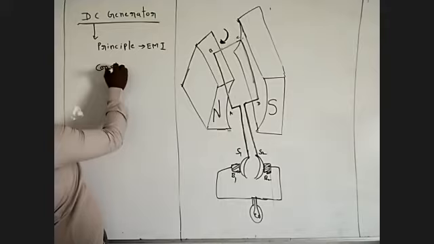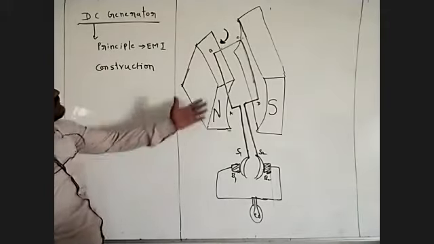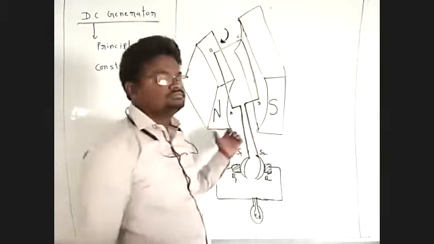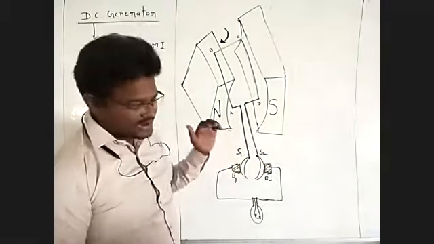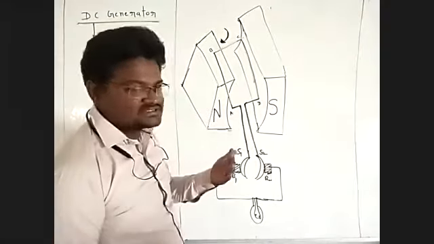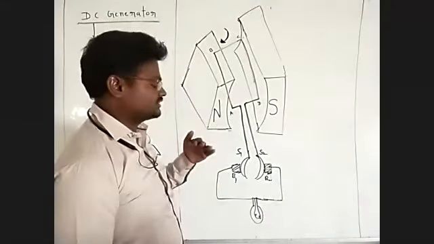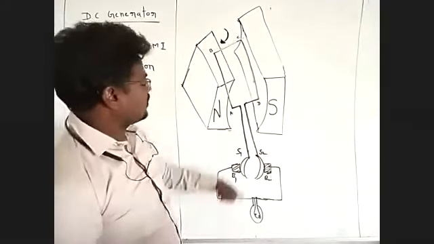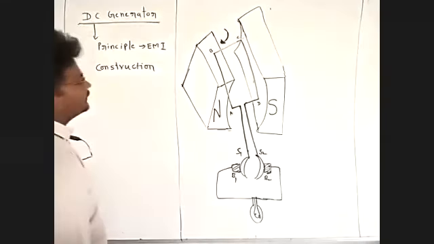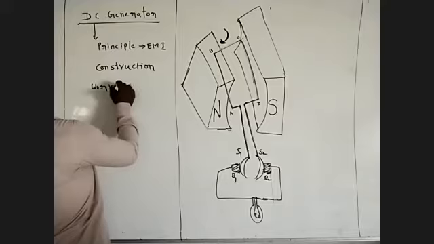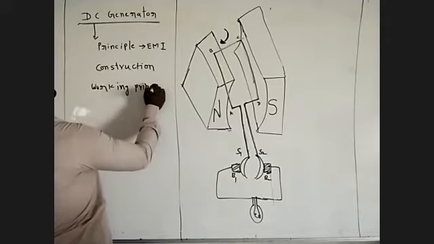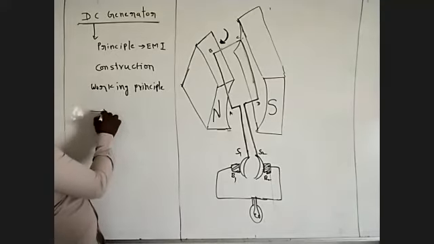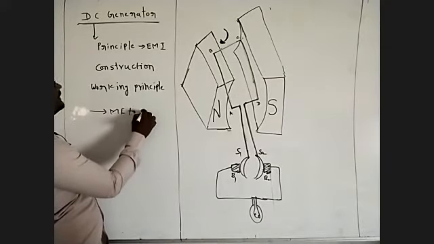Now next, construction. So what is the construction of DC generator? This is the construction of DC generator. It has north and south poles of concave magnets. It provides a very strong uniform magnetic field between these regions. This is a rectangular coil. Working principle: it converts mechanical energy to electrical energy.